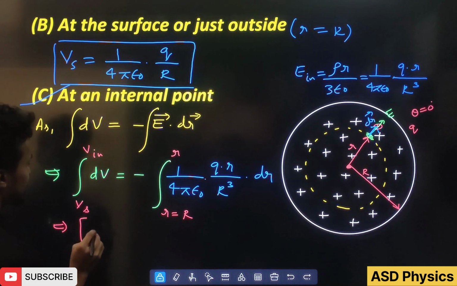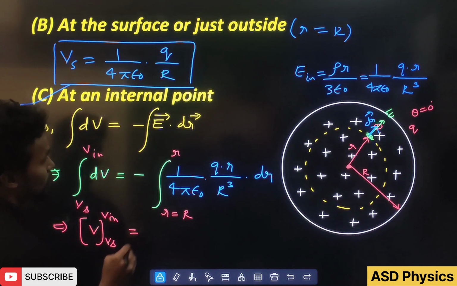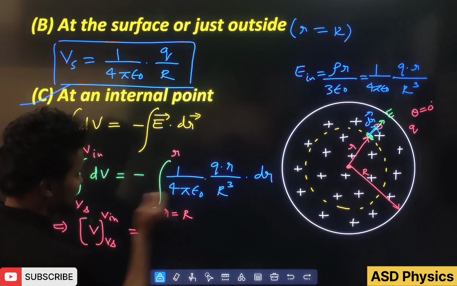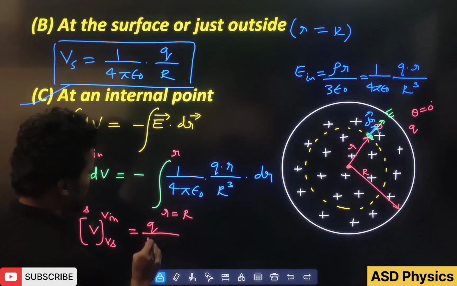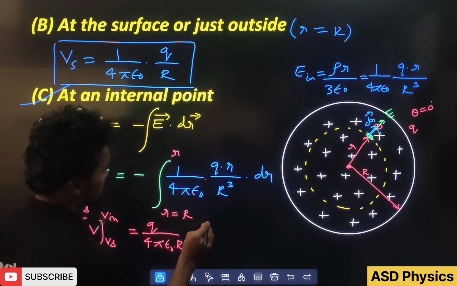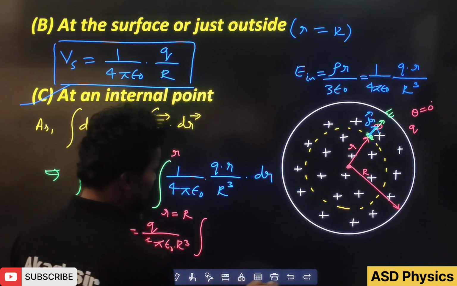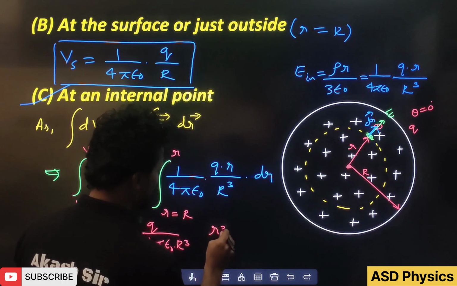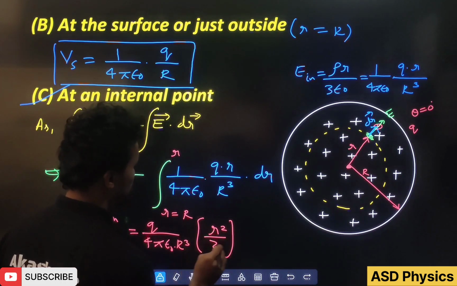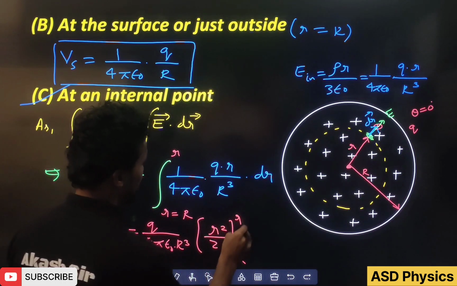Remember that here this integration of E dr will become V, and here Vs, and here Vin is equal to, again what will happen here? Students, so many things will come outside. Q by 4 pi epsilon naught R cube is outside, and here integration of r dr. r dr means r square by 2. We have to put the limits from capital R to small r.